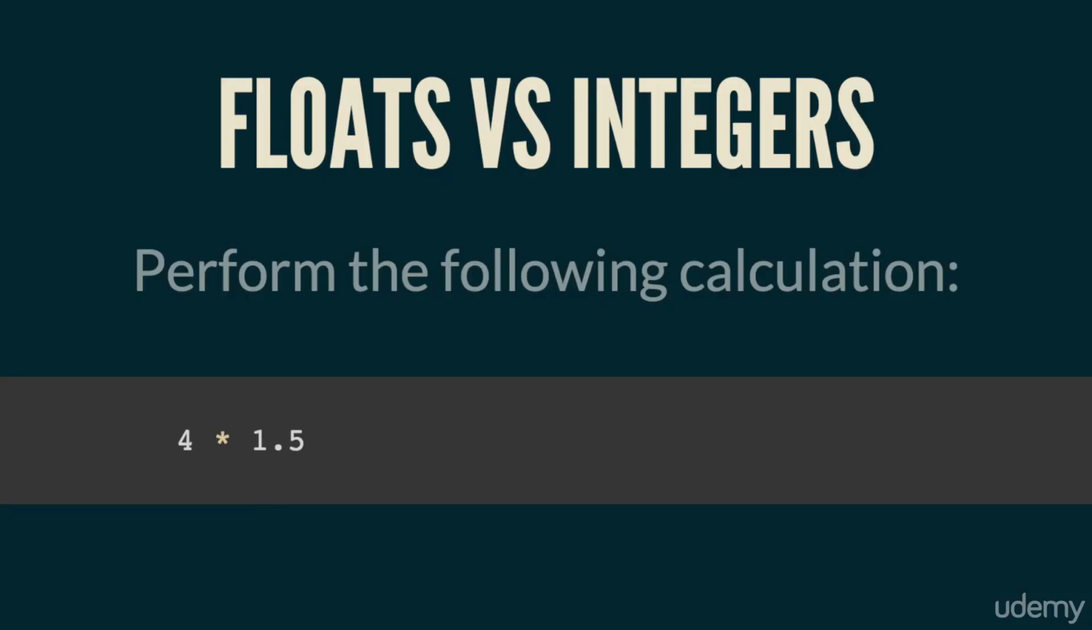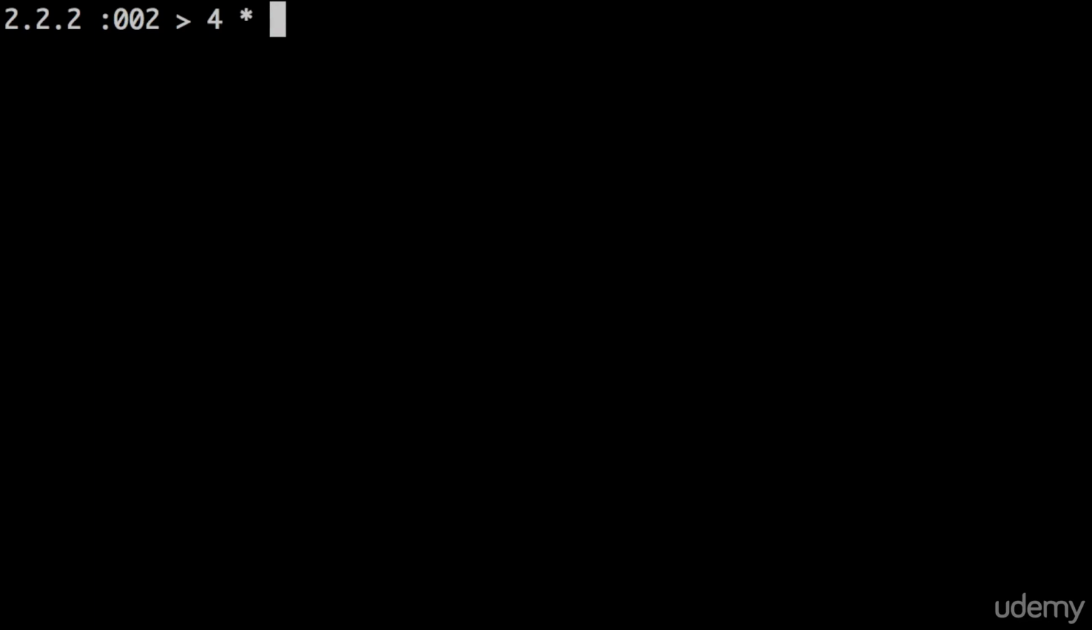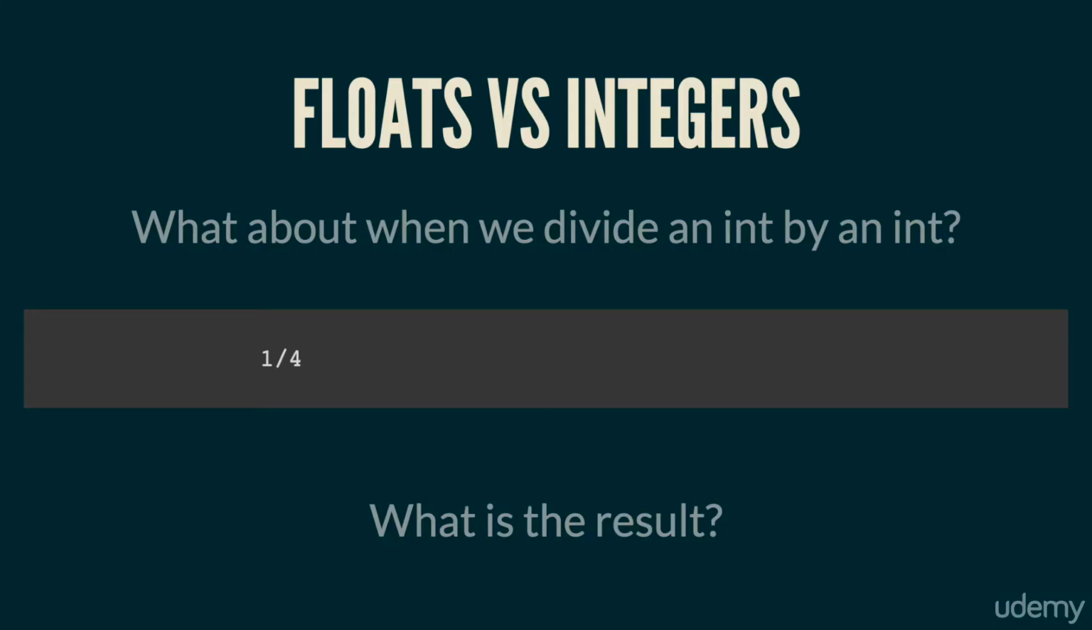It's also really important in programming in general, not just Ruby, to understand the difference between floats and integers when we're performing calculations. So take the example 4 times 1.5. Is the result a float or an integer? What did you expect? What about when we divide by an int?